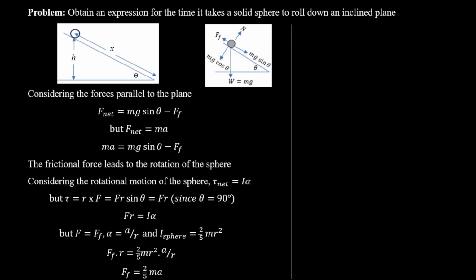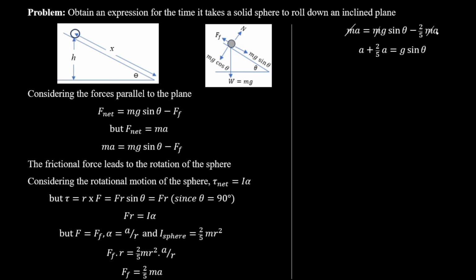All right, so now that we have found our frictional force as 2/5 ma, we'll insert it in this equation for the net force, which gives us ma equals mg sine theta minus 2/5 ma. Now, there's mass everywhere, so we can divide both sides by the mass. Dividing through by mass, we have a equals g sine theta minus 2/5 a.